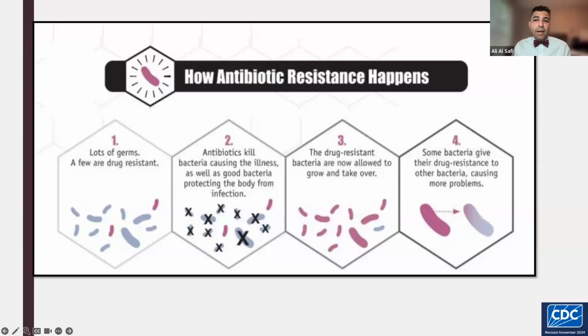They also wipe out many of the good bacteria that you have in the gut that normally help protect you. Now, the bacteria that survive are often the ones that are resistant to the antibiotic you took. With the good bacteria gone, these resistant bacteria have space to grow and multiply. And even worse, they can share their drug-resistant genes with other bacteria, creating new strains that are even harder to treat.